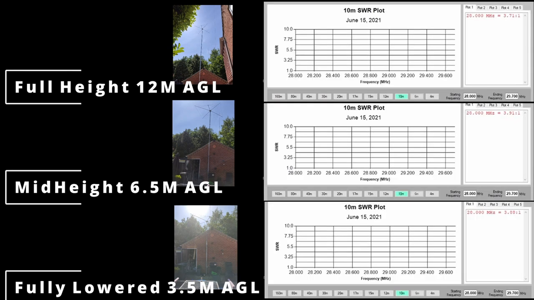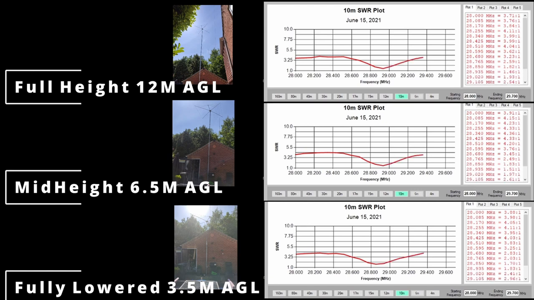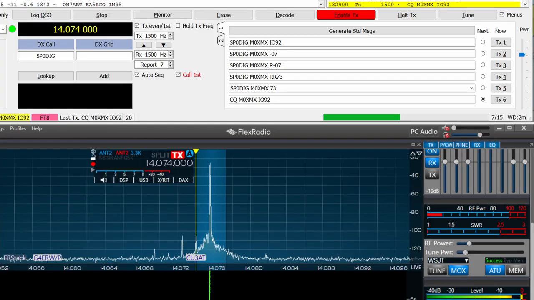But anyway, what you'll see on my 10 meter graph is the dip is quite sharp. It's quite a high Q. So I've tuned it for the part of the band that I would use on 10 meters. So anyway, that's the theory out the way. So let's put it into practice.